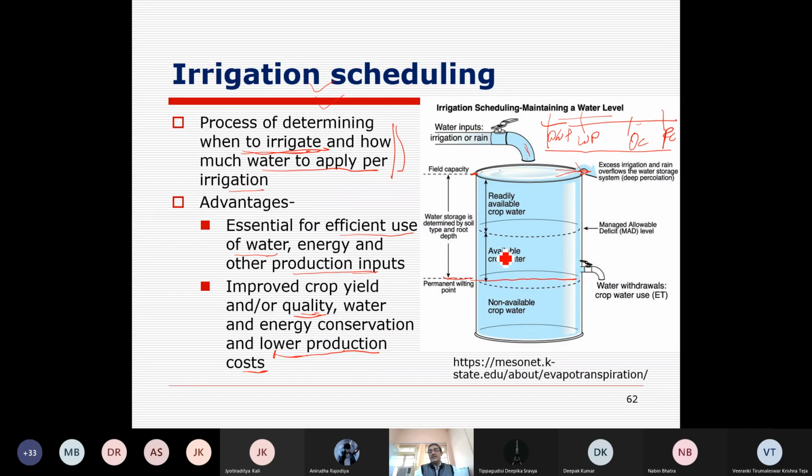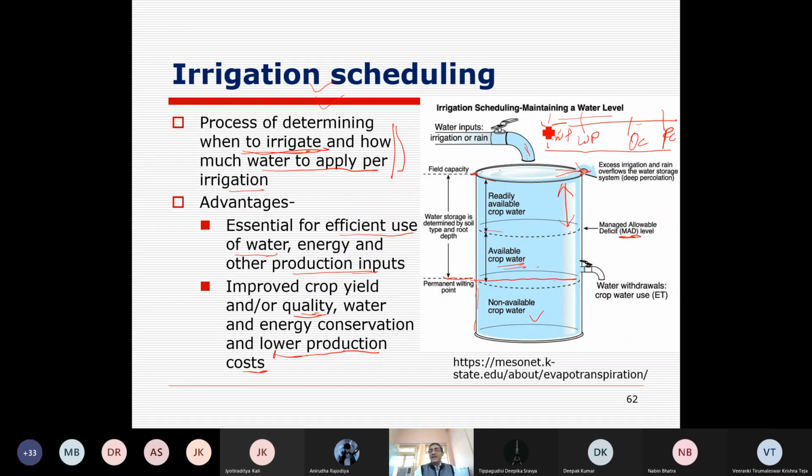It is water that can be used by the plant up to the root zone depth. And then there is a certain amount of water which is not available. Beyond permanent wilting point, there is also water which is not available. It's hygroscopic water, which is not available water. So this is the system. This is readily available water. This is the managed allowable deficit or MAD level, meaning up to this it is readily available. Then after, even though it is available for the crop, it's only for survival. So this is the system.